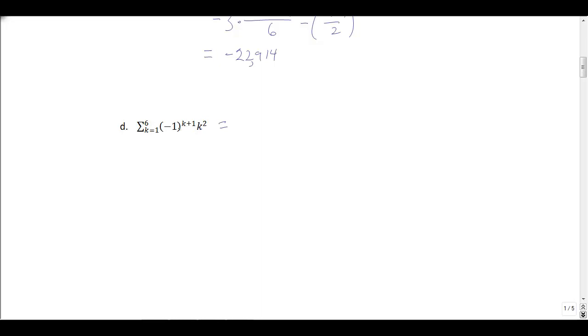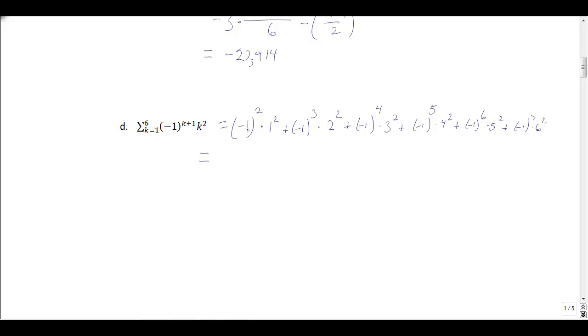So when k equals 1, I get negative 1 to the k plus 1, that's 2, times 1 squared, plus negative 1 when k is 2, I'm going to get to the third, times 2 squared, plus negative 1 when k equals 3, I'm going to get to the fourth, times 3 squared. When k is 4, I'm going to get negative 1 to the fifth, times 4 squared. When k is 5, I'll get negative 1 to the sixth, times 5 squared. And when k is 6, I get negative 1 to the seventh, times 6 squared.